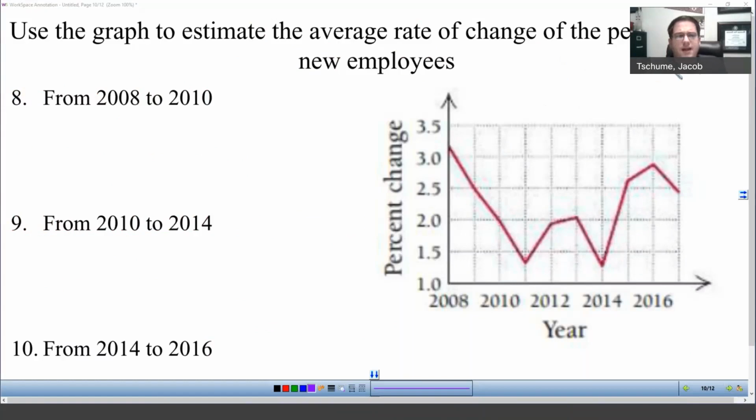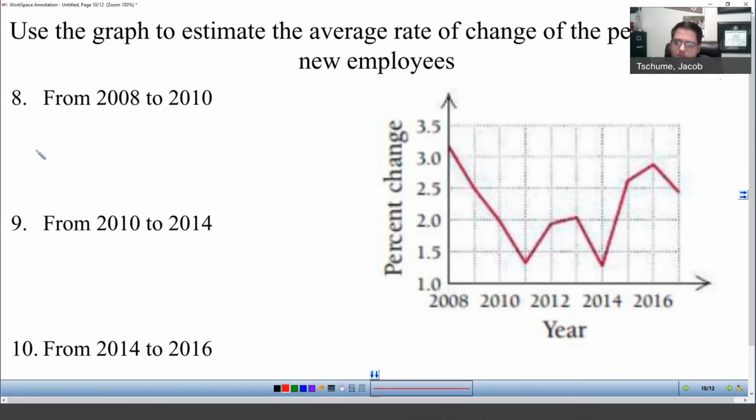All right, so we did average rate of change from a function. Let's actually do average rate of change from a graph. So I want you to use the graph on the right to estimate the average rate of change of the percentage of new employees. So we're going to do 3 different intervals here. We're going to go from 2008 to 2010, 2010 to 2014, and finally 2014 to 2016.